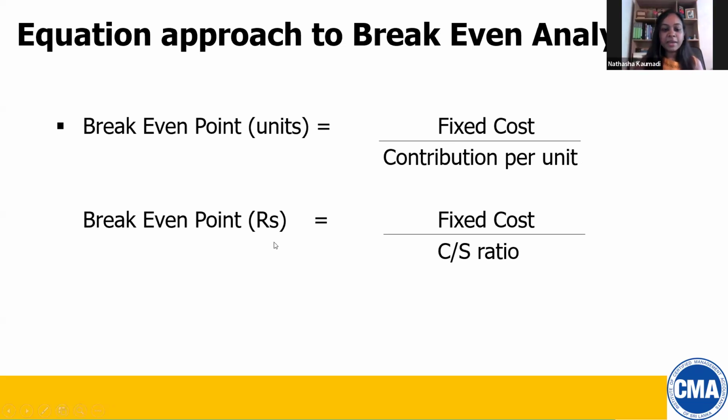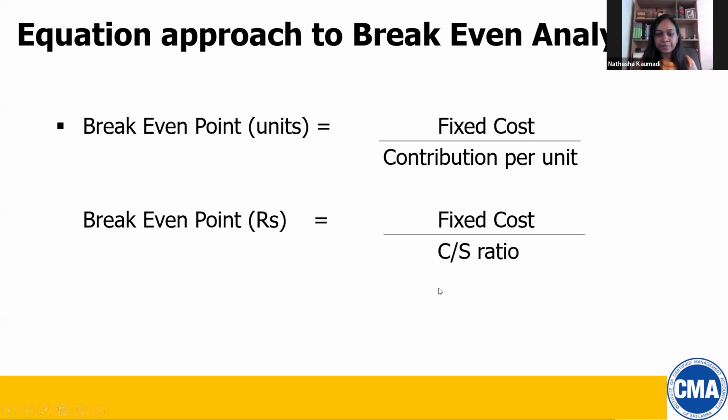How can we calculate the break-even point in rupees? That means, what's the interpretation? How much in sales do you need to make to be at the break-even point? That is the same fixed cost, but instead of contribution per unit, you divide it by the CS ratio we discussed. So fixed cost divided by contribution per unit, or fixed cost divided by CS ratio. That's how you calculate mathematically the break-even point in units and the break-even point in rupees.